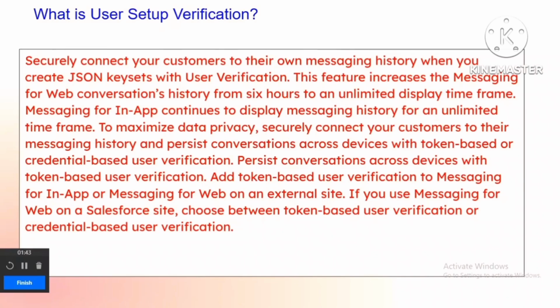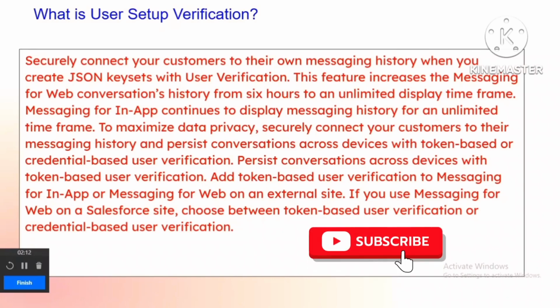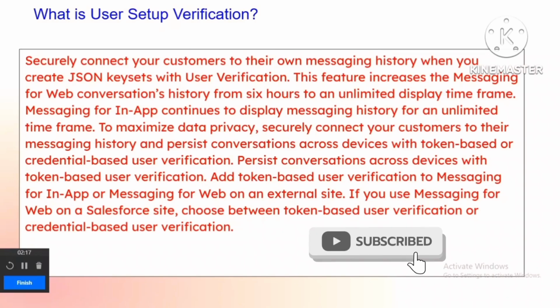Securely connect your customer to their own messaging history when you create a JSON key set with user verification. This feature increases the messaging for web conversation history from 6 hours to an unlimited display time frame. Messaging for in-app and web continues to display messaging history for an unlimited time frame. To maximize data privacy, securely connect your customer to their messaging history and persist conversation across devices with a token-based or credential-based user verification.